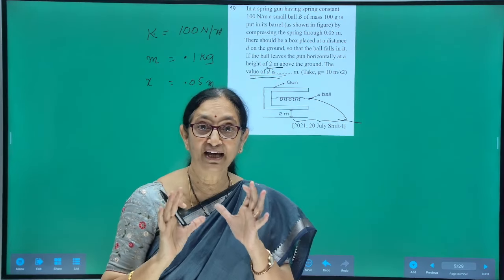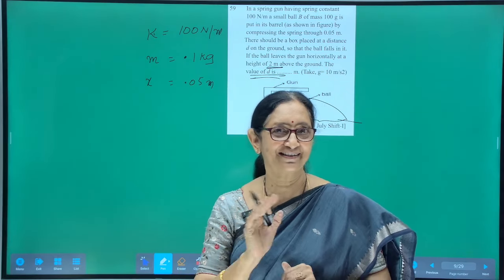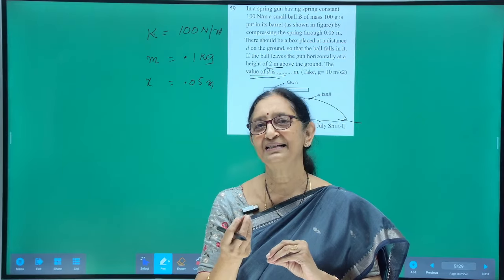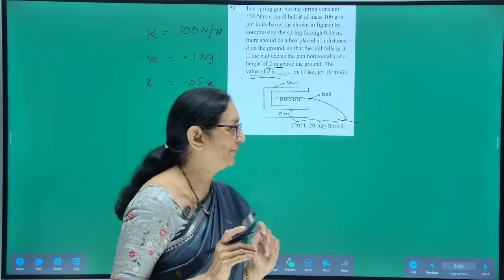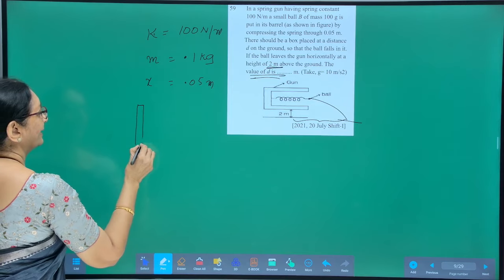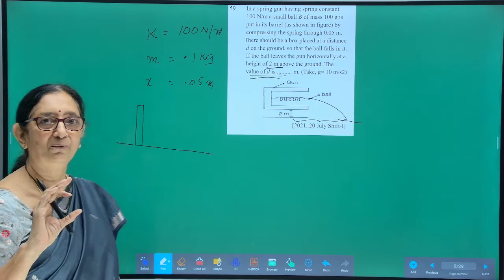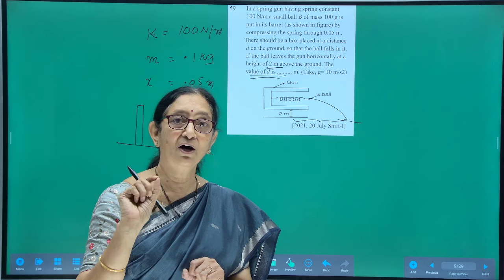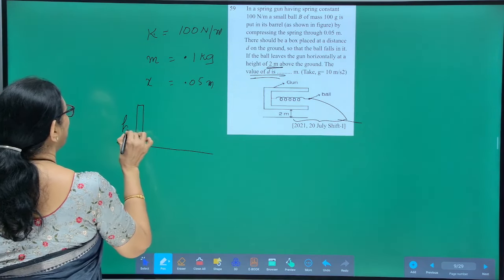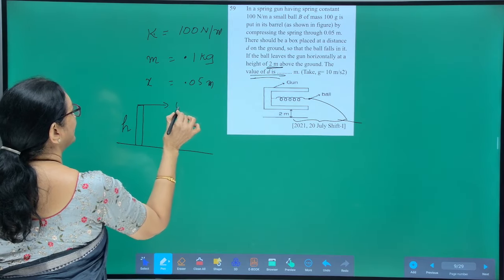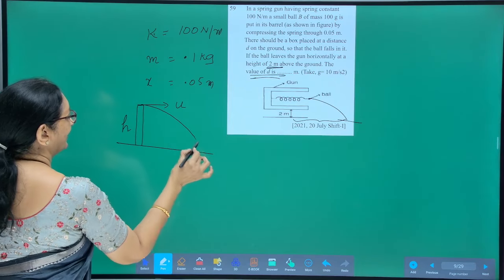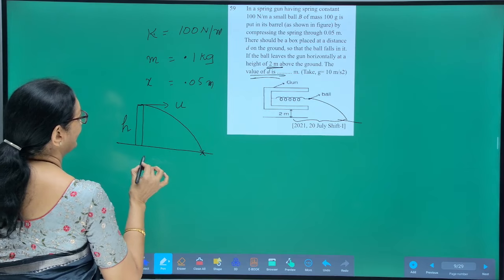It is very important to understand the problem. If you really understand the problem, it's a simple concept. Look here. In kinematics, or motion in a plane, we have studied the horizontal projection from the top of a tower. See here, let this be a tower. A body is projected horizontally with a velocity u. It takes a parabolic path and finally it touches the ground.